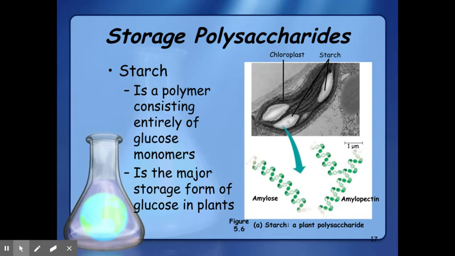So starch is a polymer consisting entirely of glucose. This is the major storage form of glucose in a plant. So plants use starch for storing their energy. So I would write this in the example. I would write that starch is energy storage in plants.